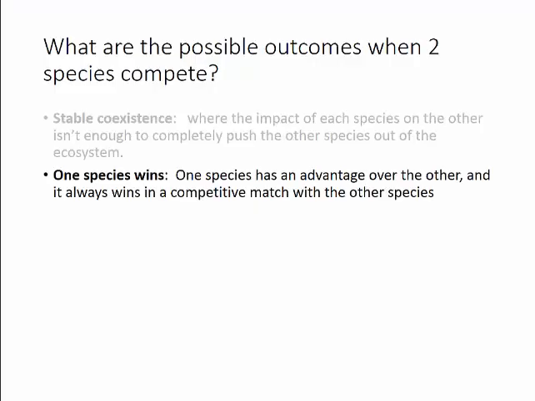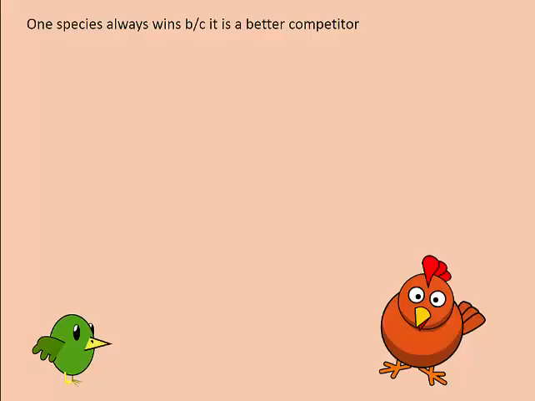Okay, the second set of competitive outcomes is the one where one species has an advantage over the other, and it always wins in a competitive match with the other species. So let's imagine that the greenfinches and the chickens both rely heavily on the same food type. But let's say those greenfinches have an advantage over the chickens because they reproduce faster and/or because greenfinches are smaller and need less food per individual.